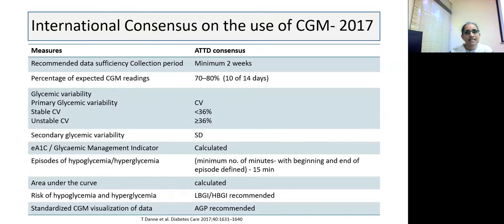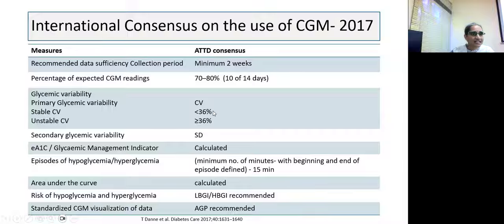The international consensus recommends that when you are interpreting CGM data and utilizing it for making treatment decisions, it should be used for a minimum period of 2 weeks, and at least 70 to 80% of the readings should be retrievable. In the Freestyle Libre 2, which we are currently using, if the device is not scanned for 8 hours, whatever is before that, the data will be lost. So it should be scanned at least once in 8 hours, otherwise the intervening data will be lost. So at least you should have 70 to 80% of the data available.